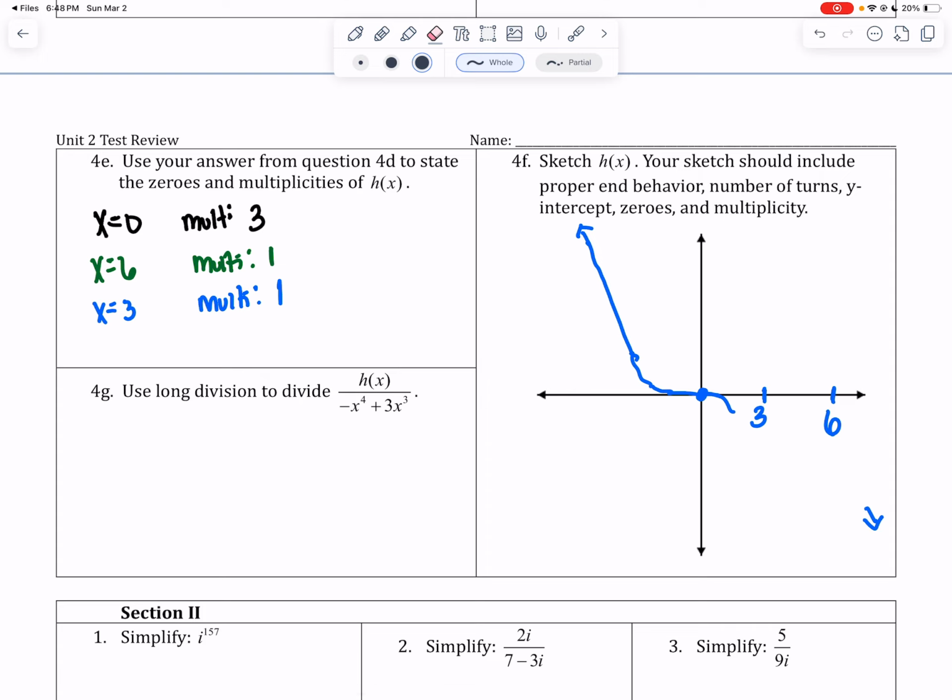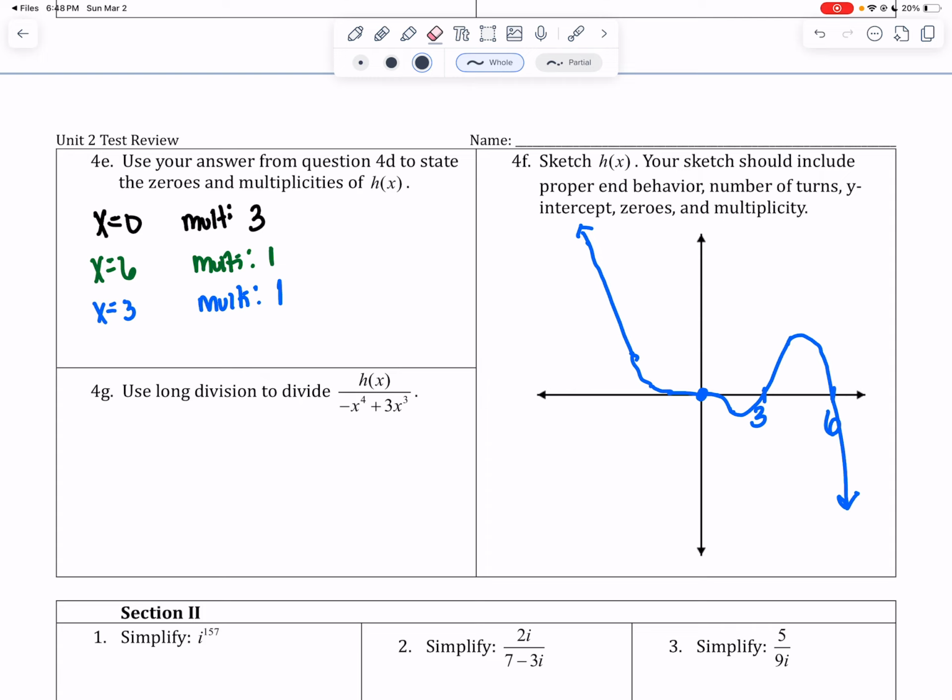Then we're going to go up to 3, and that is going to give me a multiplicity of 1, so that's just a cross. And then we're going to go down to 6, and that's just going to be another cross. And that gives us my final graph for h of x.